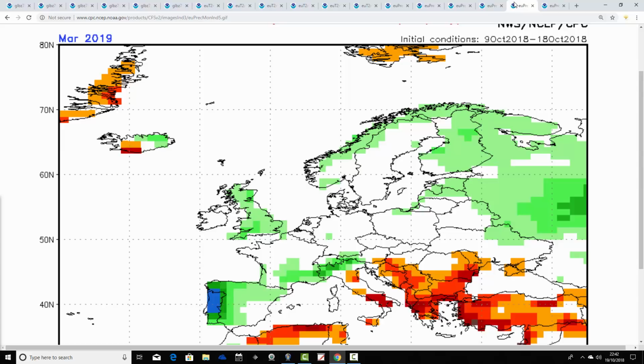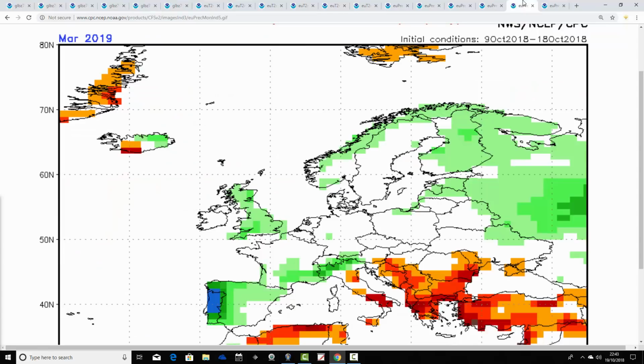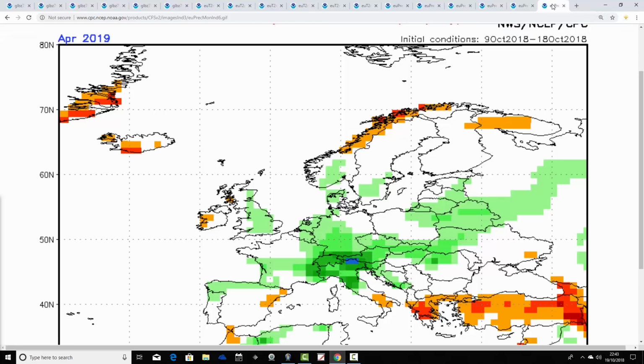That's March, and again, for March, remember, the 500 millibar height anomaly in March looks like that. So it is still quite unsettled. There's still low pressure close to the country. You'd expect an unsettled month. We've got the blocking signal around Greenland. The CFS isn't forecasting that to have too much impact on us, so still mild and wet in March, above average precipitation there. And even April coming out a little bit above average with precipitation.